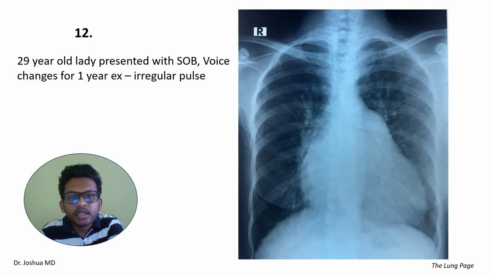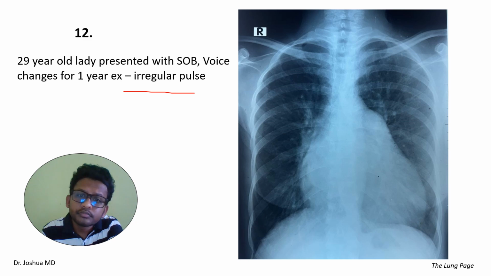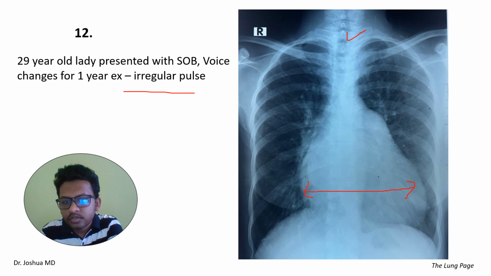So here, a 29-year-old lady presented with shortness of breath and voice changes for a 1-year duration. During the examination she was found to have an irregular pulse. So how can you explain this chest X-ray? You can see, we all know the airway is normal, bones normal. You can see the cardiac contour. There is an enlarged heart. Okay, so cardiomegaly is there. Also you can see the diaphragm is normal and no effusion. Lung fields, everything is normal. Okay, so what is the diagnosis?